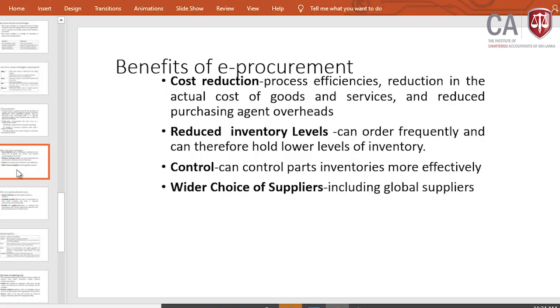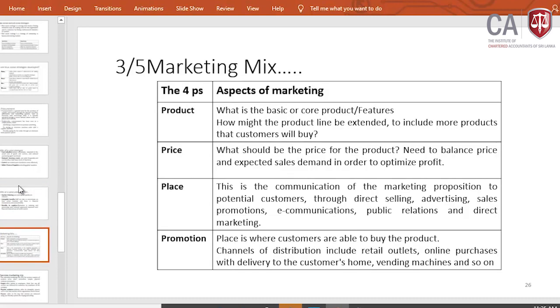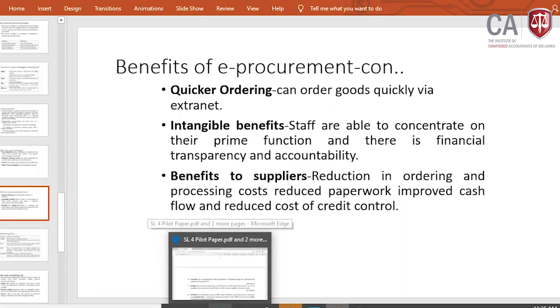You can have better control over inventories, then you have more choice of suppliers, then you can make quicker ordering, so online you can make the order. Then there are some intangible benefits: staff are able to concentrate on their prime function, and there is financial transparency and accountability. Then benefits to suppliers: reduction in ordering and processing cost, reduced paperwork, improved cash flows and reduced cost of credit control. On the internet you can't purchase on credit, you have to pay by using your credit card or your debit card, right. That is a very easy one, not a difficult one.